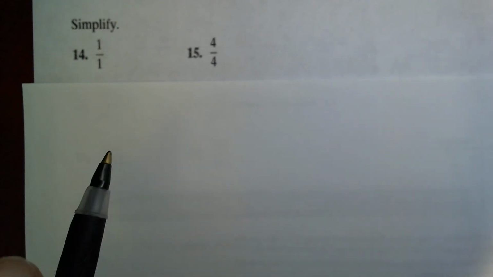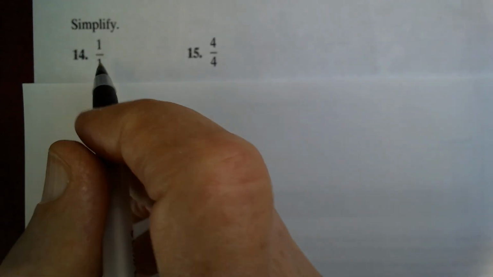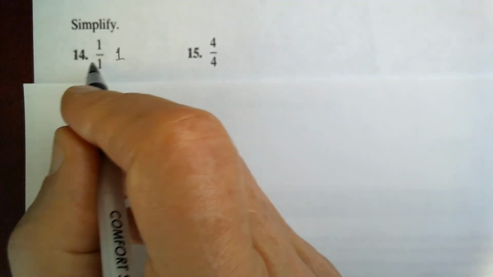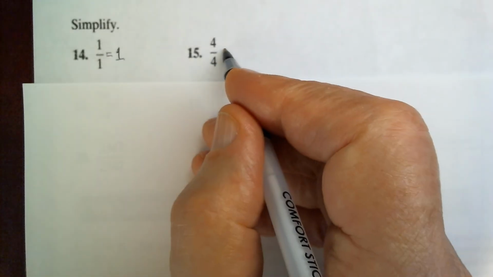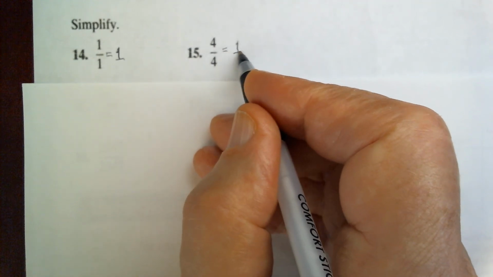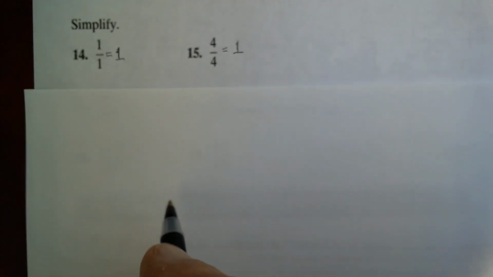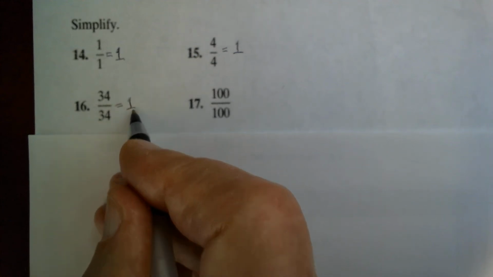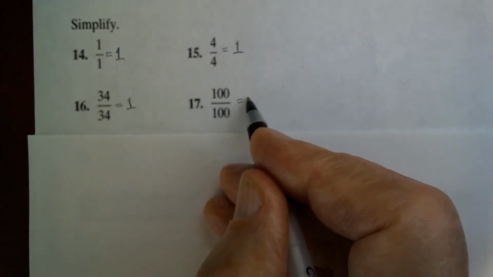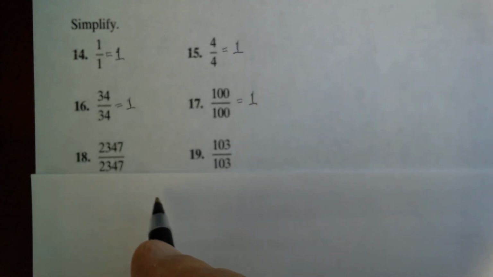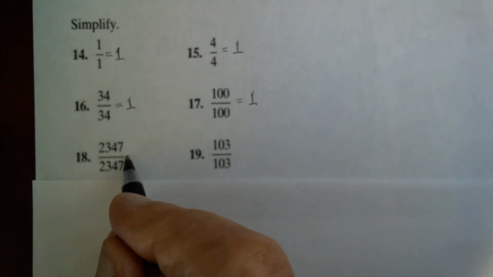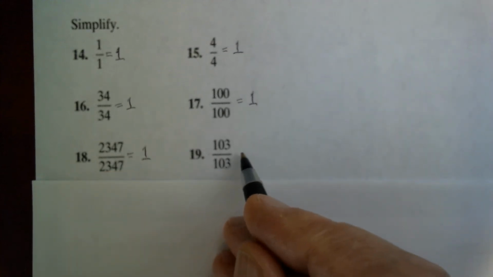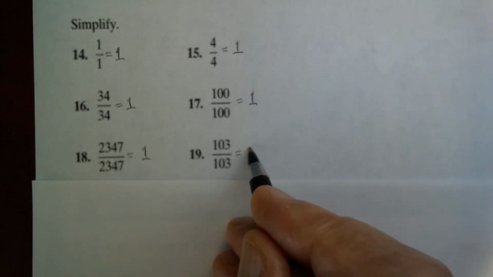So here we have some very simple exercises. 1 divided by 1 is equal to 1, and we can make an equal sign. And 4 divided by 4 is also equal to 1. Any number divided by itself is equal to 1. And 34 divided by 34 is 1. And 100 divided by 100 is equal to 1. And 2,347 divided by 2,347 is equal to 1. And 103 divided by 103 is equal to 1.